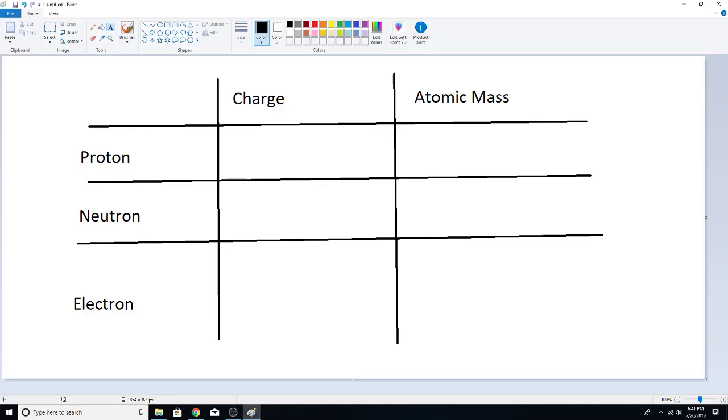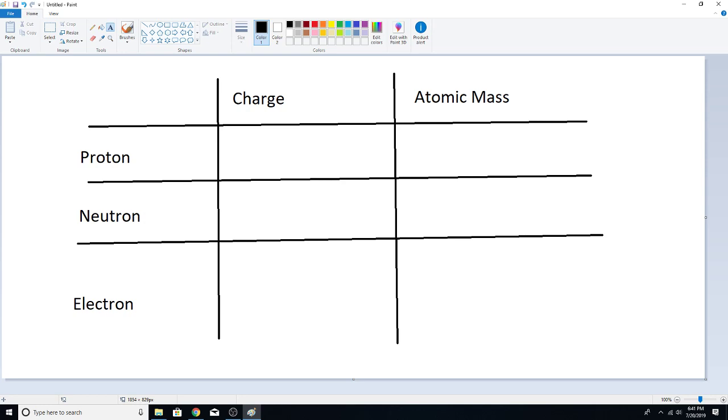Hi guys. Today I'd like to do a bit of a summary of what the charge and the atomic masses of the subatomic particles in a typical atom are. Generally, you might have seen in my other videos, but I wanted to do a simple video where I summarise this information. So, first of all, to talk about the proton.